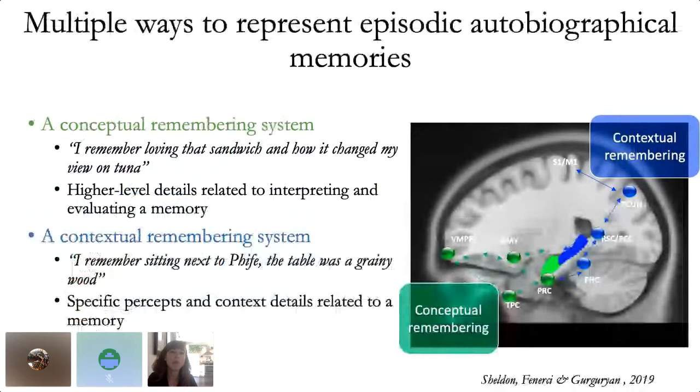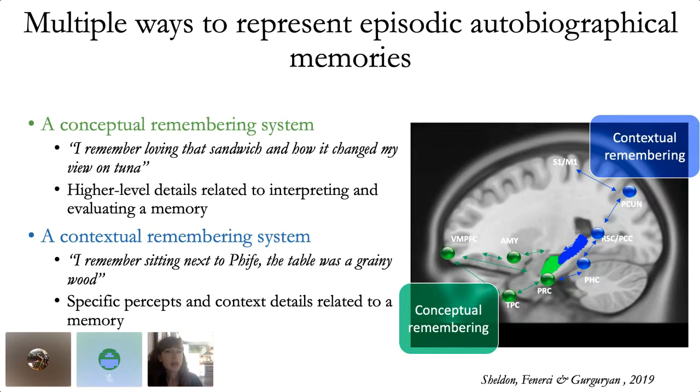So from this work, we've proposed a neural distinction in how we retrieve or recall conceptual versus contextual content of autobiographical memories. When conceptual details of an autobiographical memory are recalled, such as how you felt about that sandwich you ate at that lunch and maybe it changed your views on tuna, that is going to recruit an anterior memory system that includes regions like the temporal pole, the perirhinal cortex, and the ventromedial prefrontal cortex to process these higher order, more evaluative details. So this is what we call the conceptual remembering system.